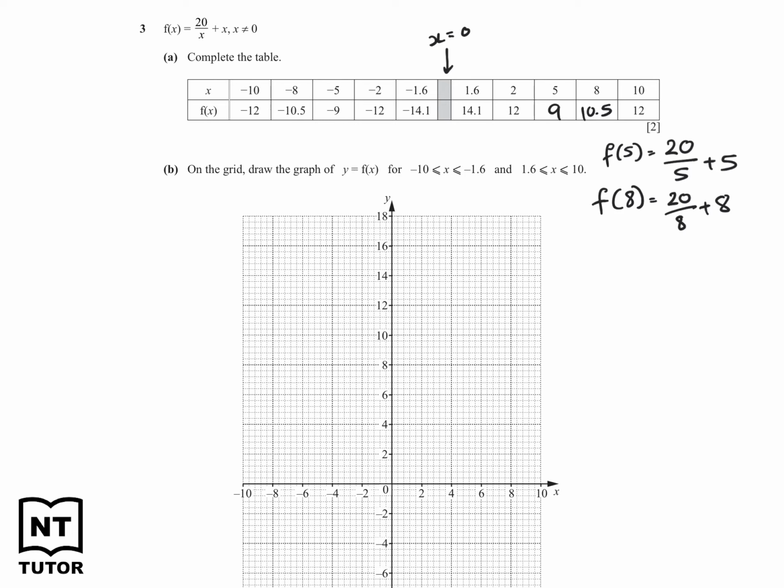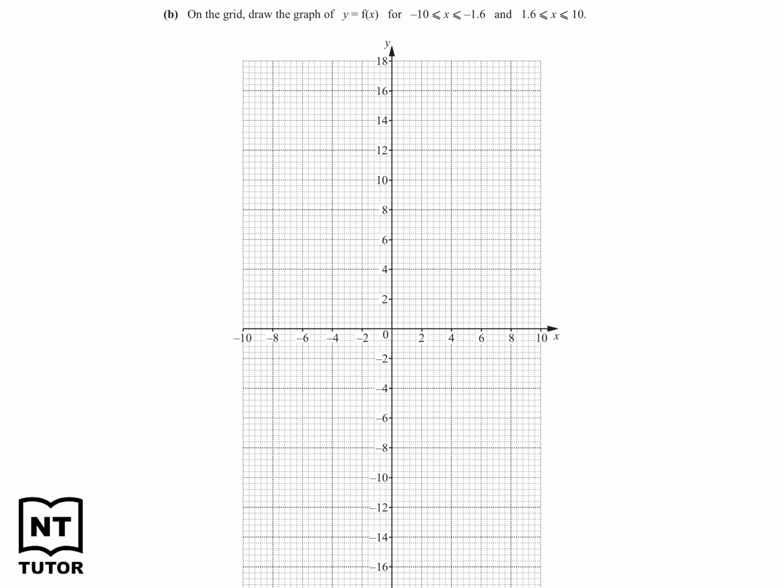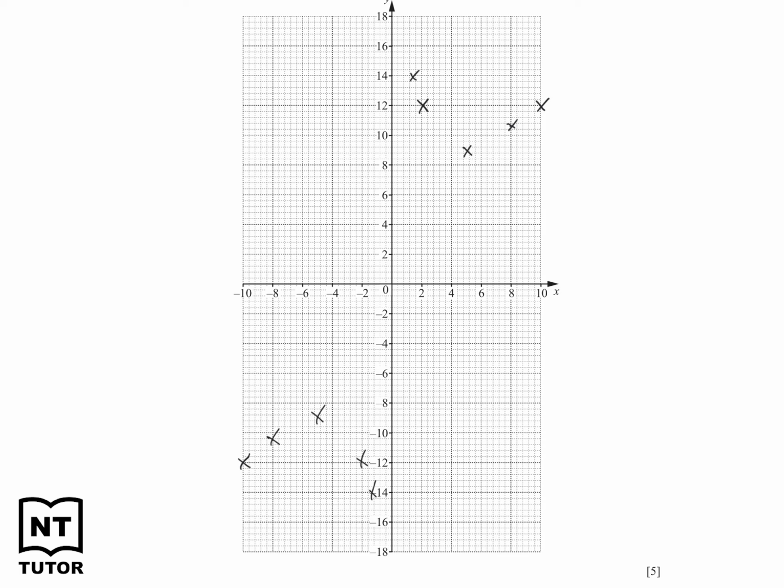B. On the grid, draw the graph of y equals f(x) for x from minus 10 to minus 1.6 and x from 1.6 to 10. All we need to do is plot these points, the x's on the x-axis and the f values, or the function values, on the y-axis. Once we plot the coordinates, we need to join them with a smooth curve.